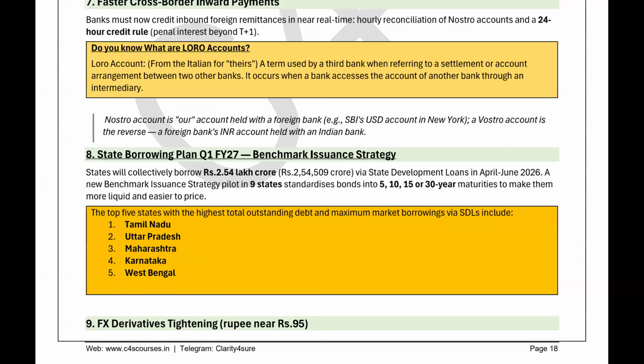So the ninth news, what it is telling about? The ninth news is telling the FX derivative tightening. It is FX derivative which is tightening rupee near rupees 95. A derivative RBI has introduced. That's why it is not letting the US dollar, मतलब rupee in comparison of US dollar to move further. ये यहाँ पर रोक दिया है rupees 95. Which derivative? This is FX derivative tightening.